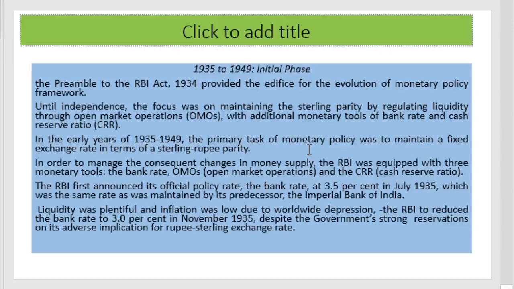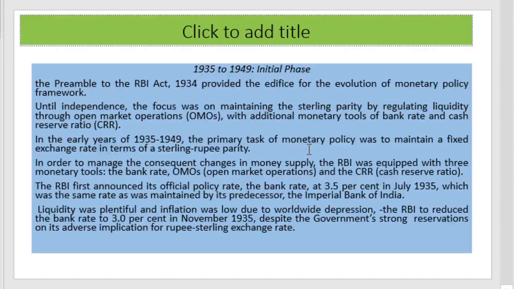Bank rate and cash reserve ratios were also used for maintaining the sterling parity. That is, during this period we mainly used the open market operation, in addition to bank rate and cash reserve ratio. In the early years of 1935 to 49, the primary task of monetary policy was to maintain a fixed exchange rate in terms of sterling rupee parity, which we have discussed earlier. In order to manage the consequent changes in money supply, the RBI was equipped with 3 monetary tools, that is bank rate, open market operation and cash reserve ratio.